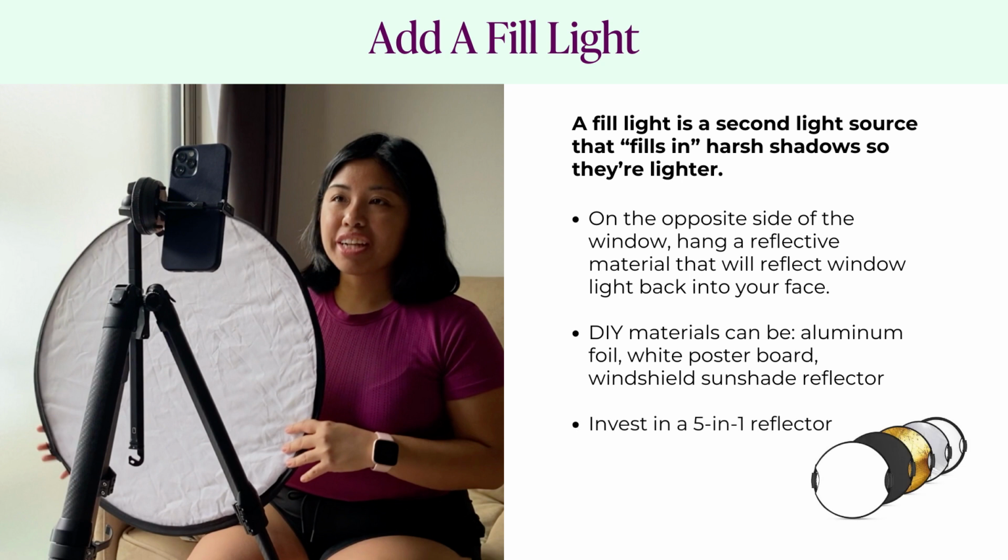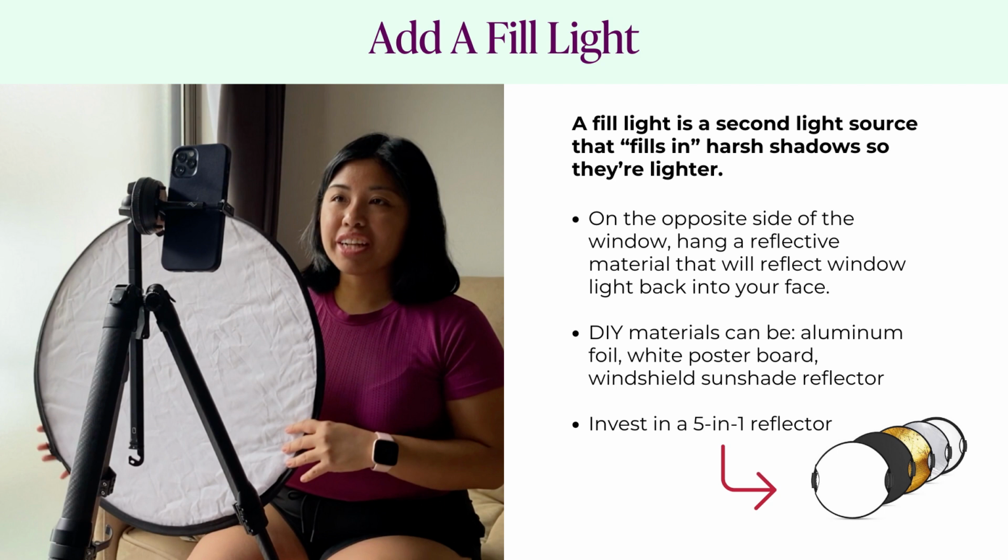You'll see I'm actually holding that in this picture here. And basically, it's acting the same way a white poster board would act, where if I hold it on one side of my face, opposite from the window, the light will bounce into that reflector and bounce back into my face. Now, it's called a 5-in-1 reflector because you'll commonly see that they're sold with these 5 different materials.